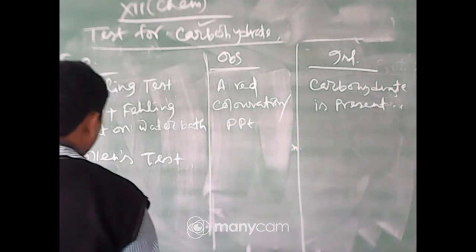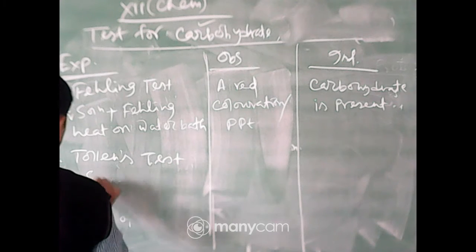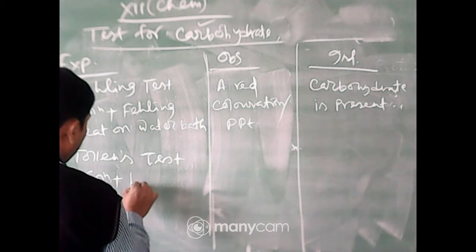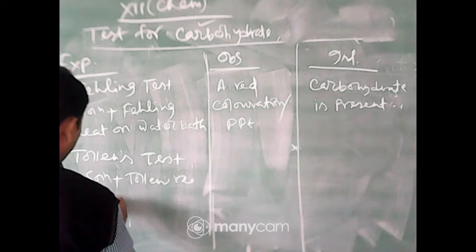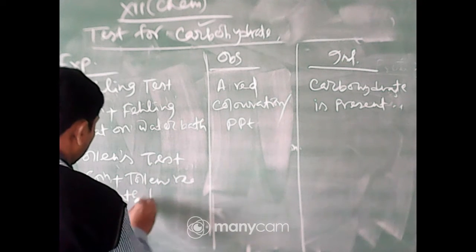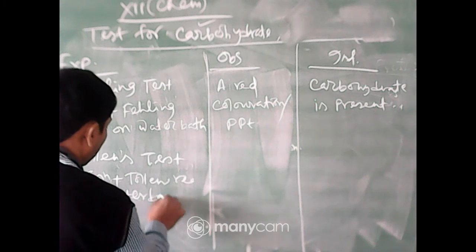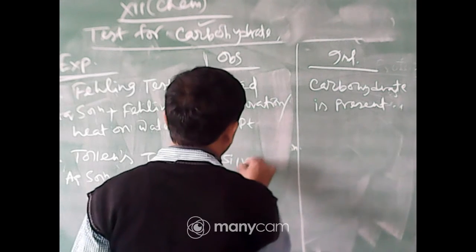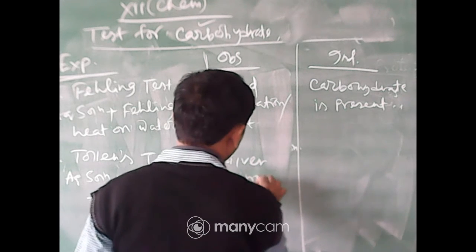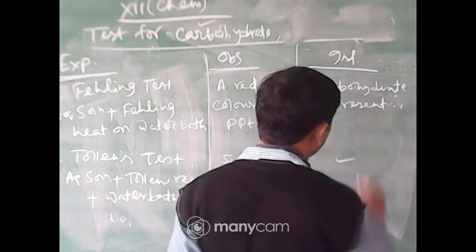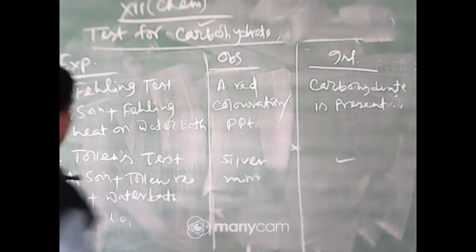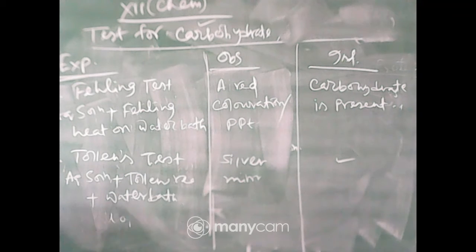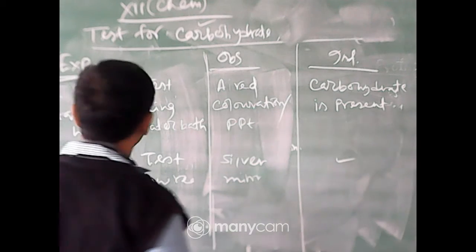Carbohydrate is present. Tollens test, aqueous solution plus Tollens reagent plus water bath. Okay. Silver mirror, this confirms carbohydrate. Next one, another test is there. Number 4 is the iodine test.